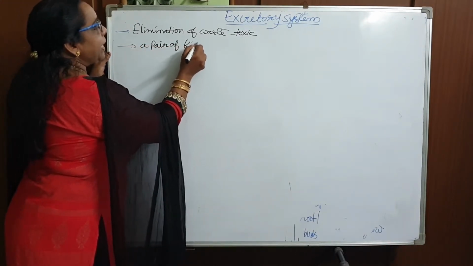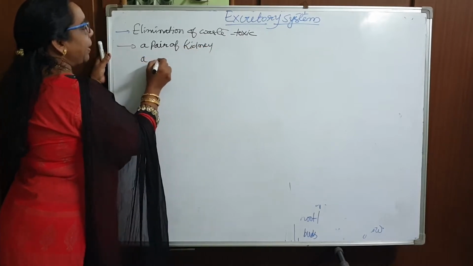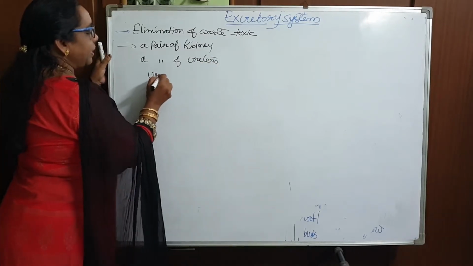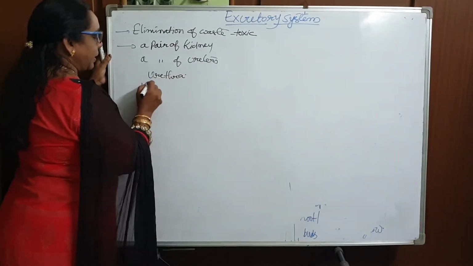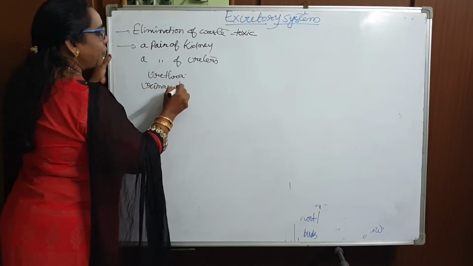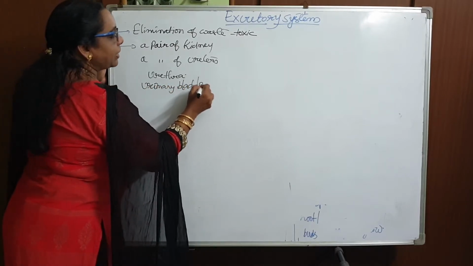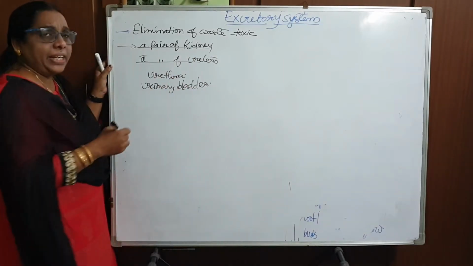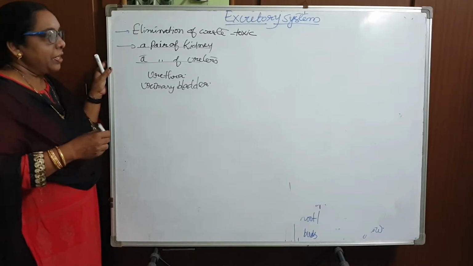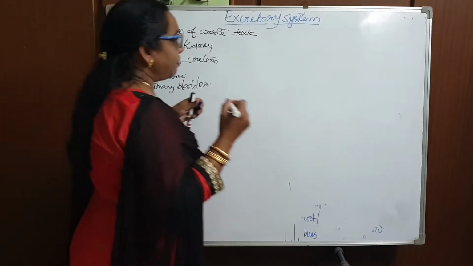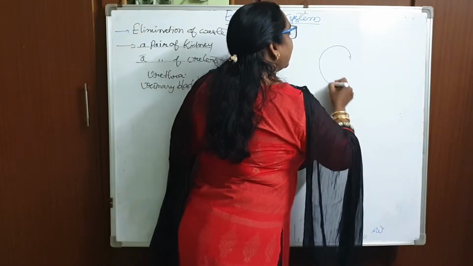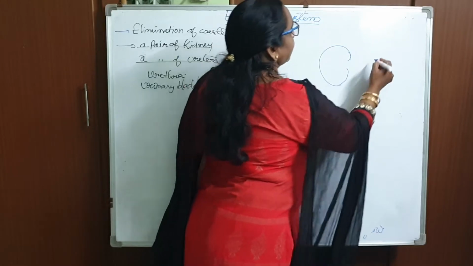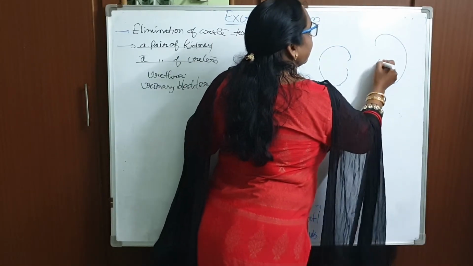We are going to study a pair of kidneys, a pair of ureters, the urethra, and the last part, the urinary bladder. All this comes under the excretory system. Structure of a kidney: we have to discuss all the points. When it comes to the pair of kidneys, they are bean-shaped structures, like this.